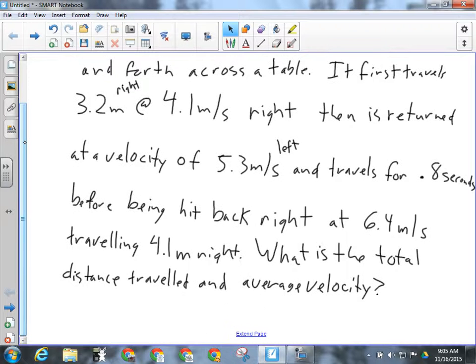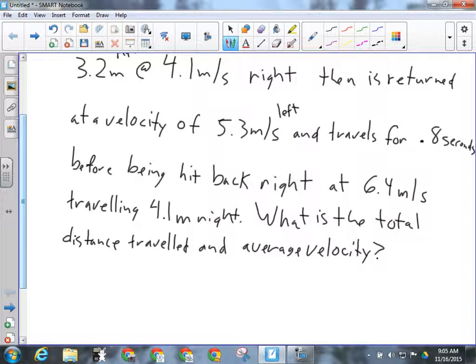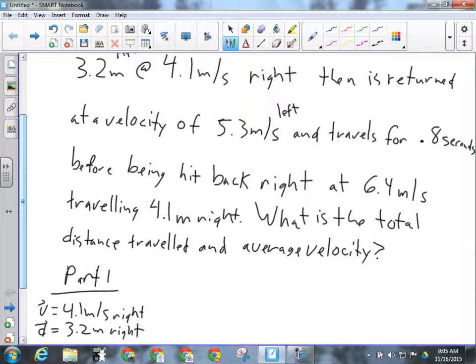And it first travels 3.2 meters to the right at 4.1 meters per second to the right. Okay, so the first thing we got to do is write down all of our givens, and anytime you've got a question that's got more than one part, you split it up into the parts. Okay, so we know the velocity was 4.1 meters per second, and that the displacement was 3.2 meters right. These are both to the right. Okay, and that's how, of course, I know that they're velocity and displacement, because they have direction on them. I'm not going to mistake them for distance and speed, which are scalar quantities.